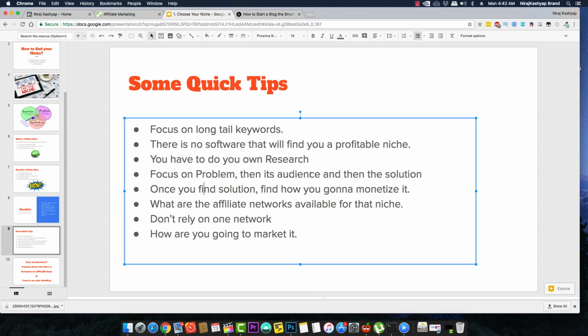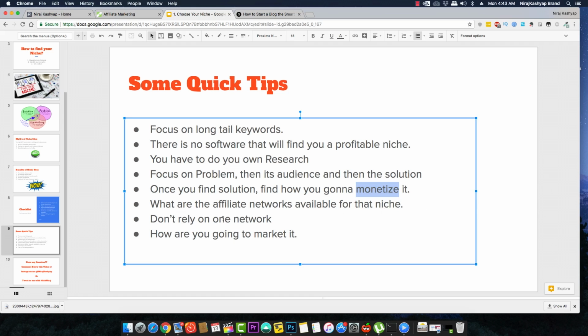But before you launch, once you find the solution, you should also find how you are going to monetize it. Yes, you need to earn money. If you don't know how to earn money, it's not worth promoting. In most cases, as I said, you will be using affiliate marketing links. So do find the products and the affiliate program before getting started. And what are the affiliate networks available? For the niche, yes, you need to search whether affiliate networks and affiliate products are available.